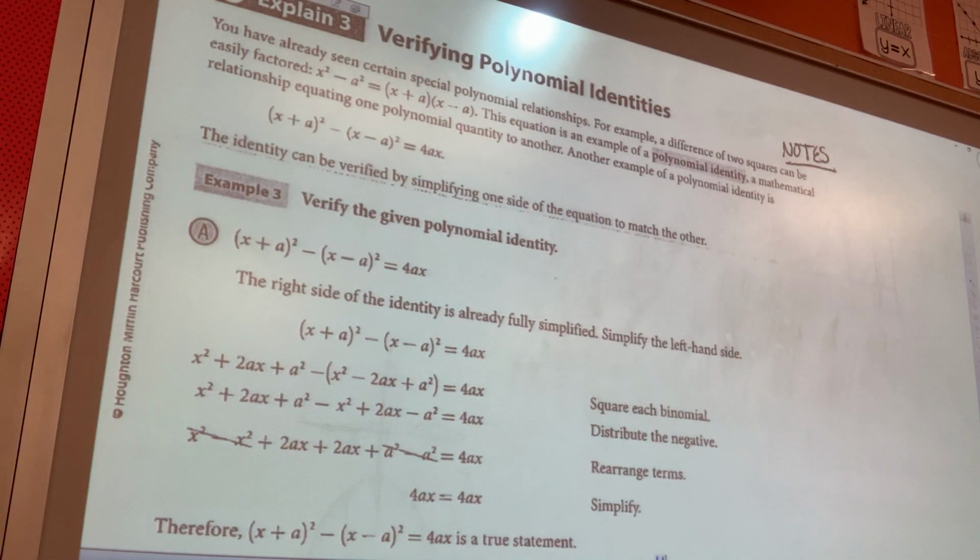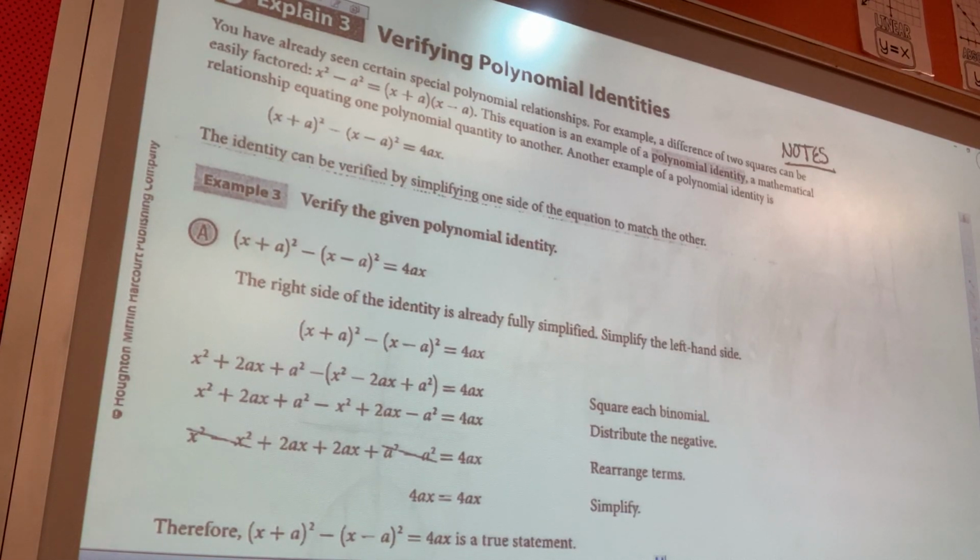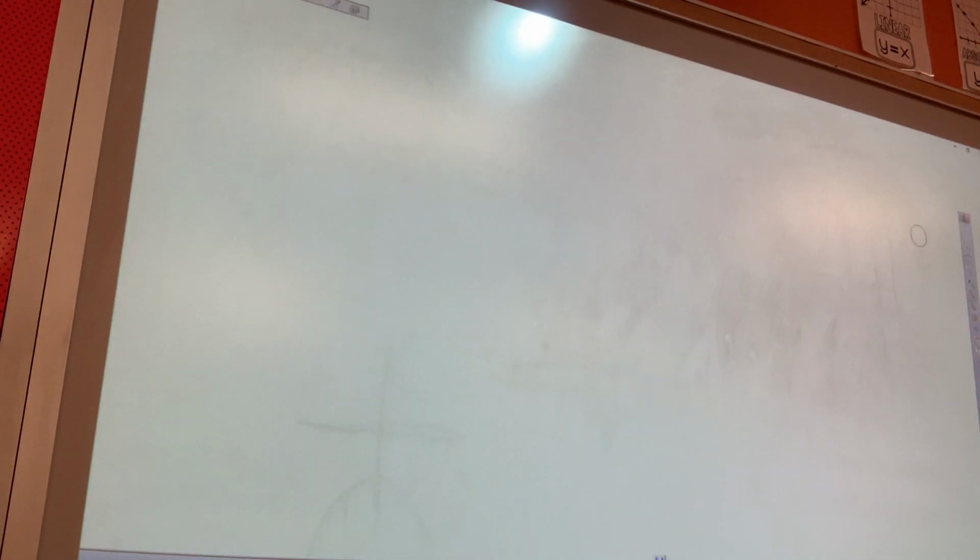Okay, we are going to start our topic off today with verifying polynomial identities. And we've talked before about the difference of two squares. And for those of you that are doing this distance learning, by now, I want you to be able to recognize this and how to factor it, because that's what we're doing is factoring. That's why we're doing any of this stuff, to either simplify or condense or expand.